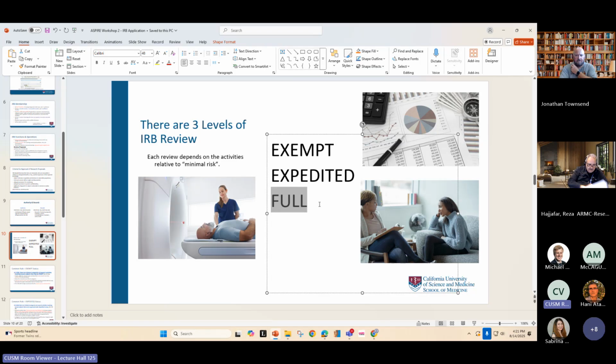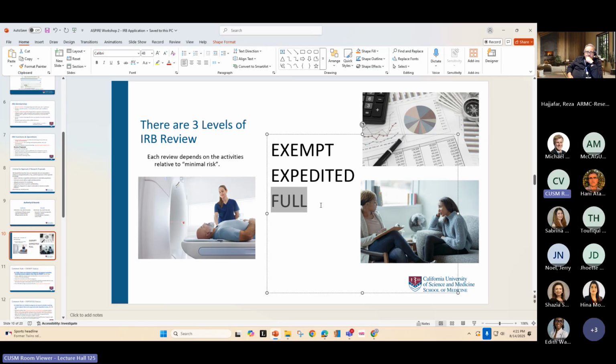Now, exempt, expedited, and full review. I'm taking some time to go over this simply because all of these reviews take time. Like I said earlier, expedited review doesn't necessarily mean it's fast. Typically for CUSM's IRB, an exempt review can take anywhere from 2 weeks to 4 weeks. An expedited review can take anywhere from 2 weeks, 4 weeks, maybe 6 weeks, depending on the complexity of the protocol. Full review can take at least 4 weeks or a bit longer, depending on the complexity of the experiment. Build that into your application planning.